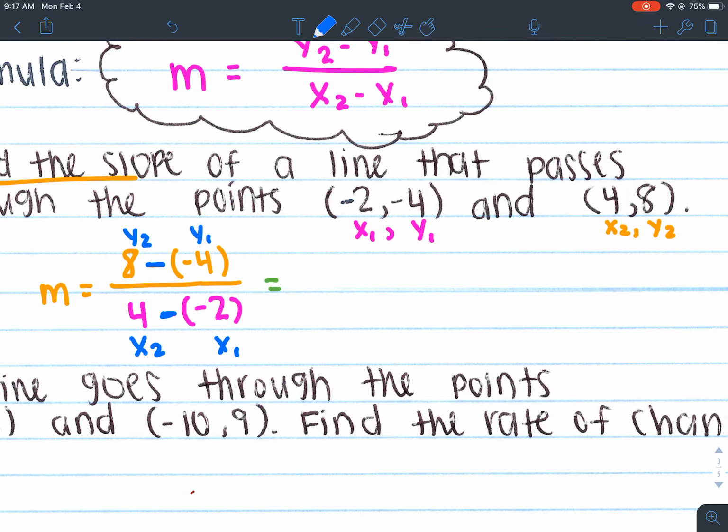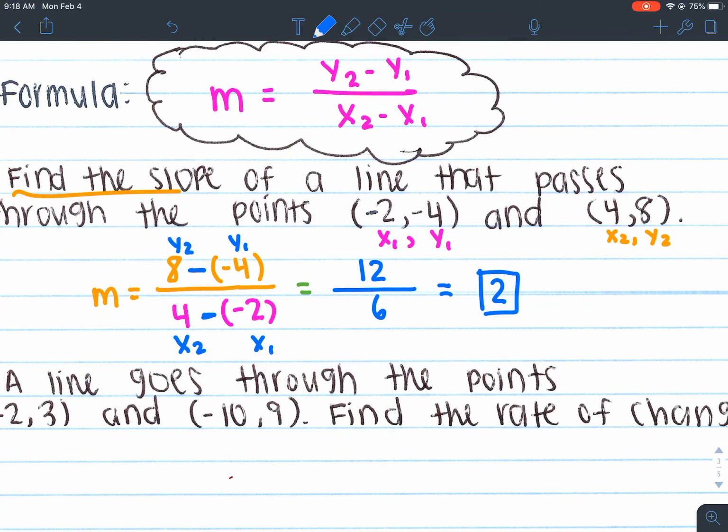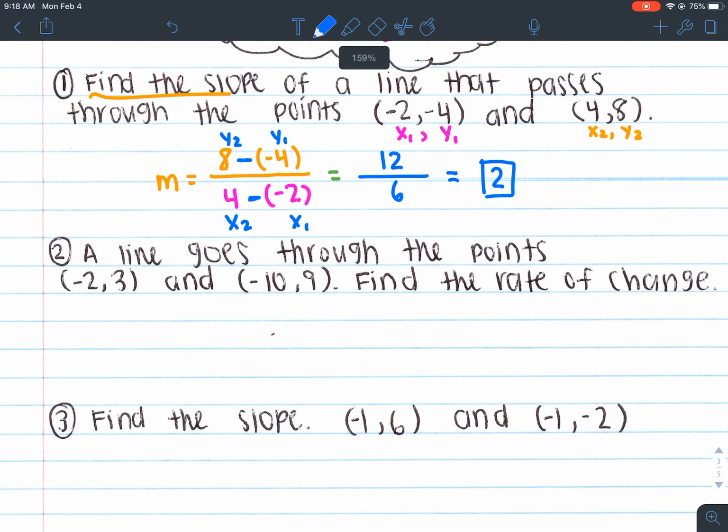Well, 8 minus -4 is going to be 8 plus 4, which is a positive 12. And then our 4 minus -2 is going to be 4 plus 2, which is a positive 6. So our slope here is 12 divided by 6, or 2. Okay? So that's the slope of my line, is 2, positive.